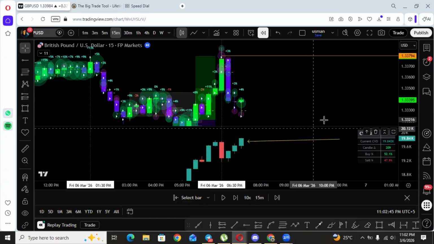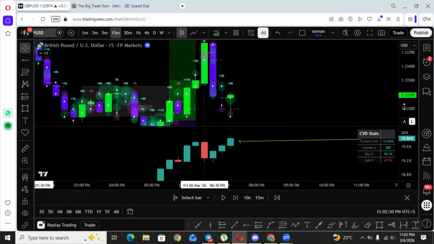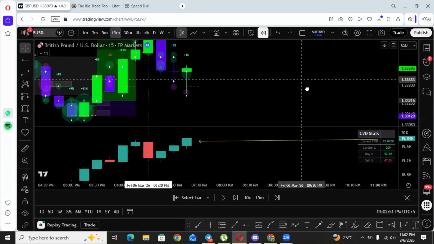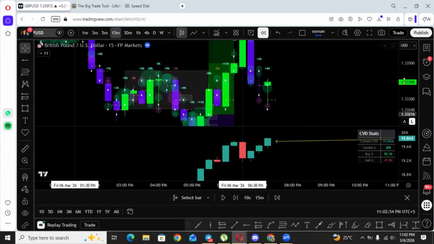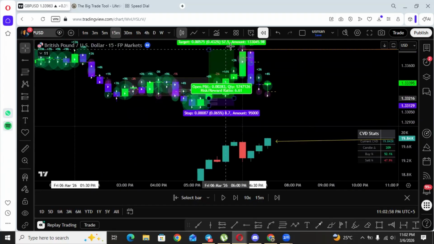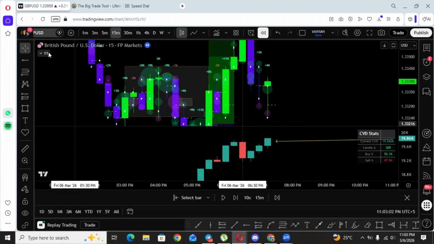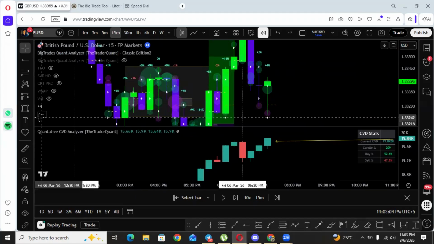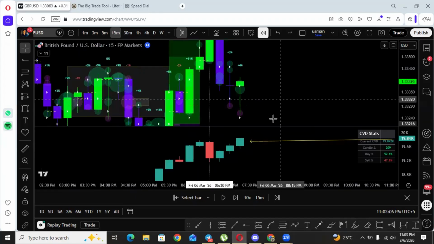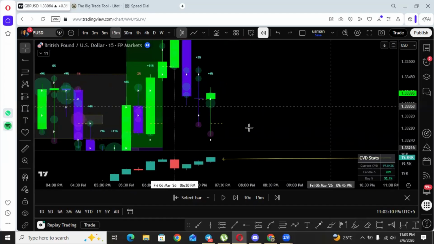So now we are going to start observing the signs of absorption and look for an entry at this point. Someone was asking how we would have entered if we had missed this move. I will use this footprint, or this BigTrades tool, to look for the absorption and simply enter. So now we will read.